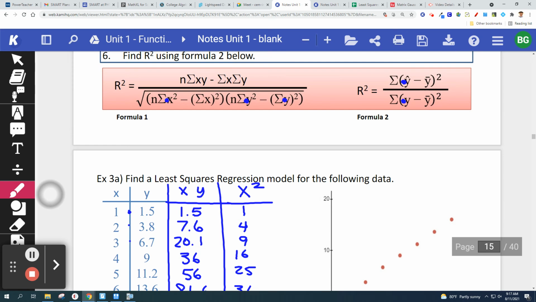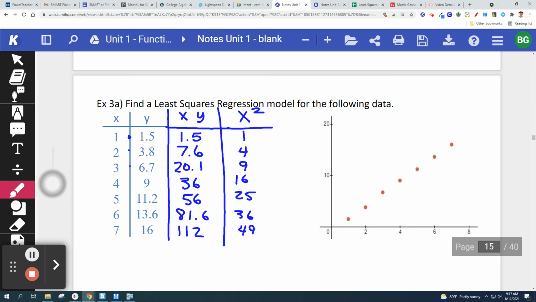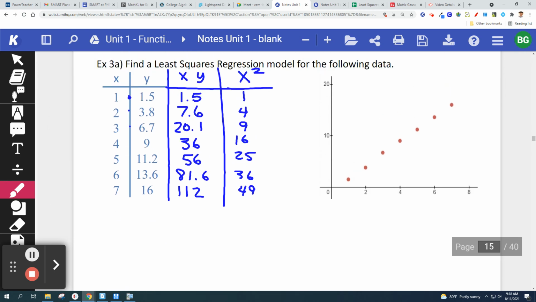All right, so build an XY table for the data, add columns for XY and X squared. I did that. That was step 1. Step 2 says find the sigma for each column. Find the sigma or find the sum for each column. So I'm going to go down here and find the sigma for each column. Literally all that means is I'm going to add up all those numbers.